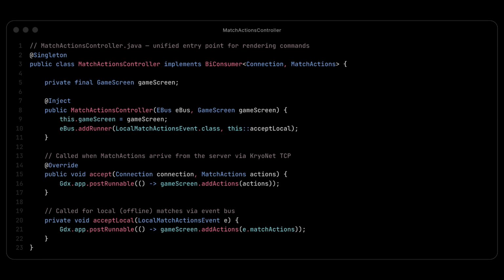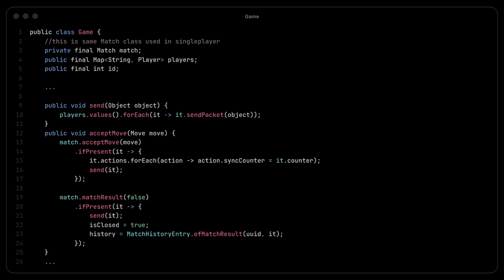This match action controller has two methods. One, when a packet arrives from TCP, second, when packets are received from the local event bus. If we look at the server code, exactly the same thing happens. Data is packaged into packets and sent over TCP to clients.